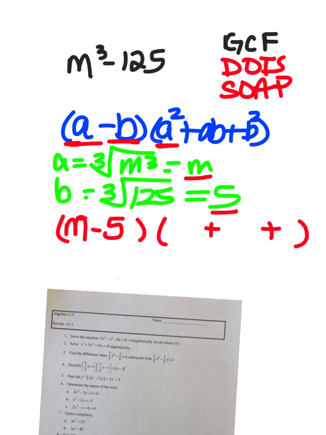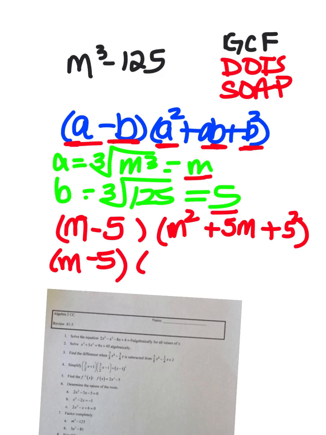And then it's m squared. A squared is m squared. In the middle, it's A times B, so it's 5 times m. And then at the end, it's B squared, so it's going to be 5 squared. And then you just have to clean this up. m minus 5 times m squared plus 5m plus 25.